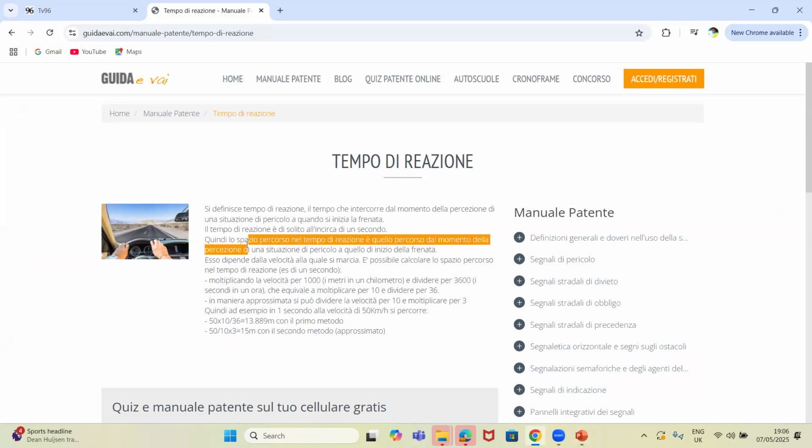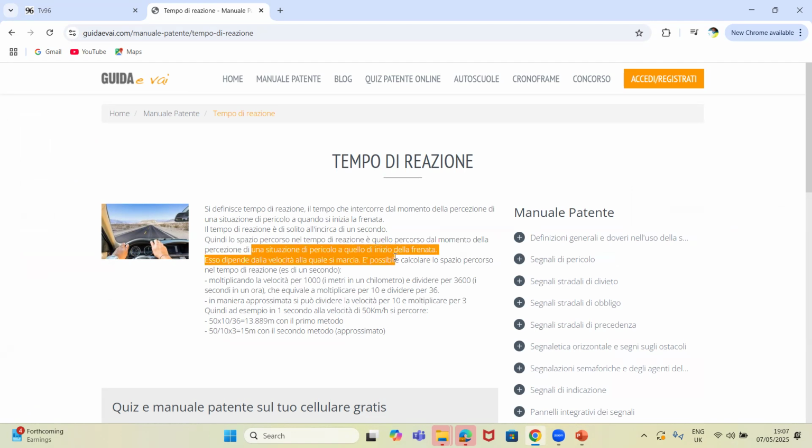Quando lo spazio percorso nel tempo di reazione. Now, second definition. Quindi, this distance of reaction, they said, quindi lo spazio percorso nel tempo di reazione è quello percorso dal momento della percezione di una situazione di pericolo a quando si inizia la frenata. So therefore, second definition, they said, time of reaction is that moment when you perceive a dangerous situation. Remember, they say it's about a second. They said up to when you start to hold the brake.